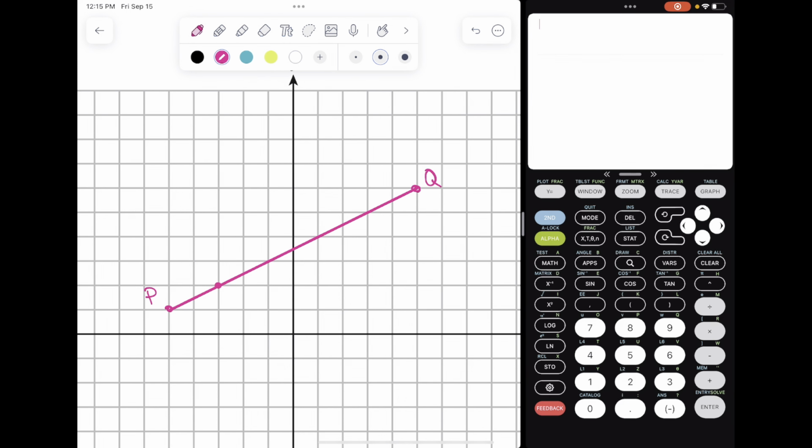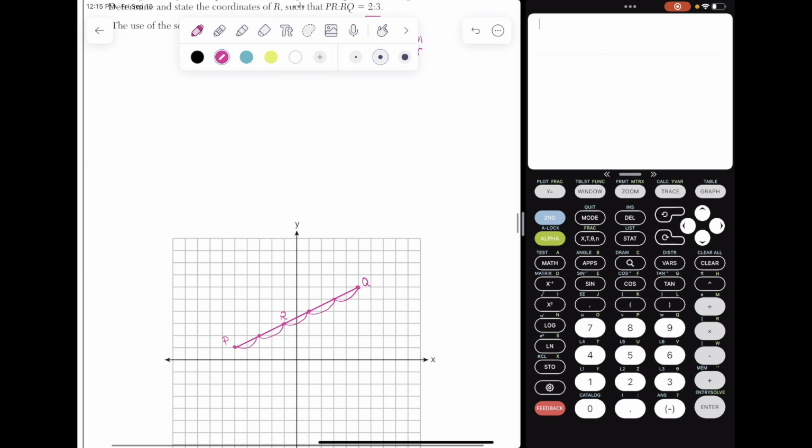So you could probably look at your picture and do some pretty good eyeballing here and see these are the points I can plot to create 5 congruent pieces. And we want the one that splits it into a 2 to 3 ratio, so that's going to be this point here. That's because there's 2 sections or segments to the left. There's 1, 2, 3 to the right. So point R has the coordinates -1, 3.